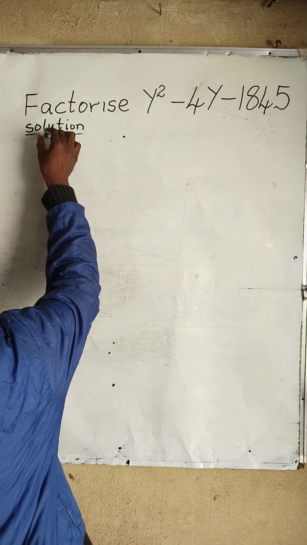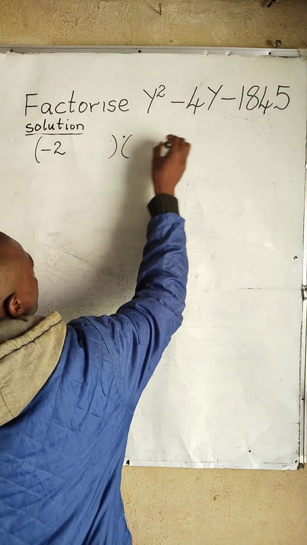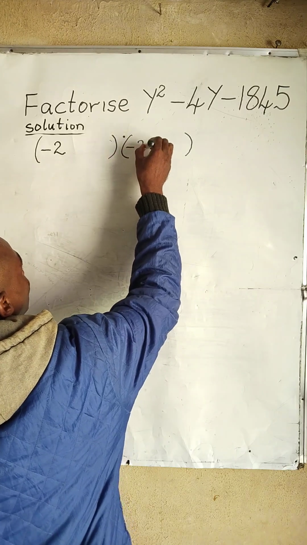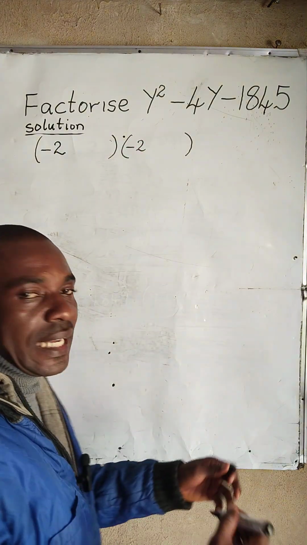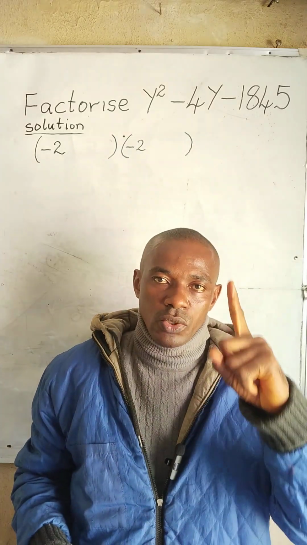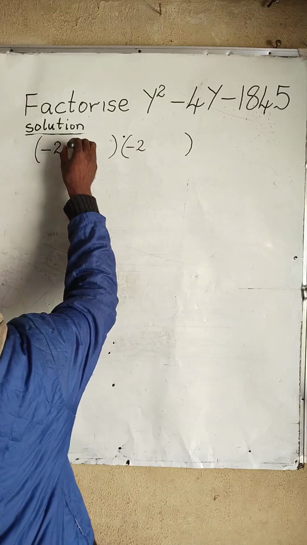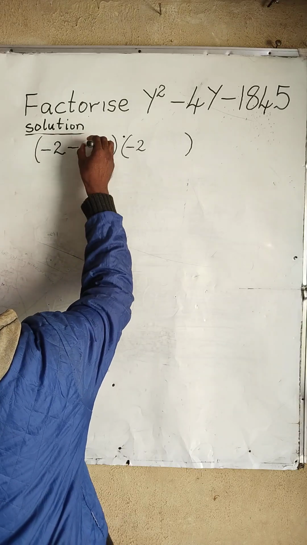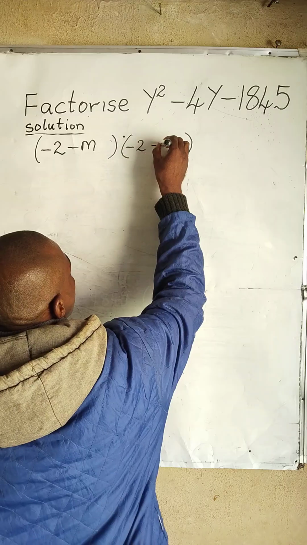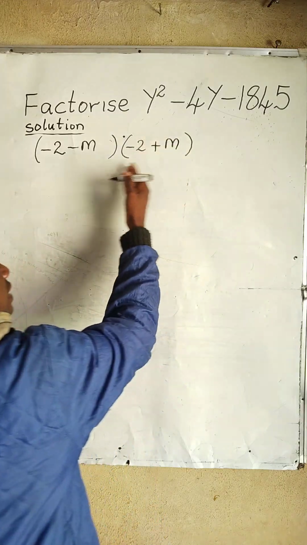Now, this minus 2, fix it in two different brackets. After fixing it in two different brackets, you will now make an assumption. For the assumption, I choose m. So, what I will do now, I will subtract m plus minus 2. I will also equally add m to minus 2. And this is the outcome.